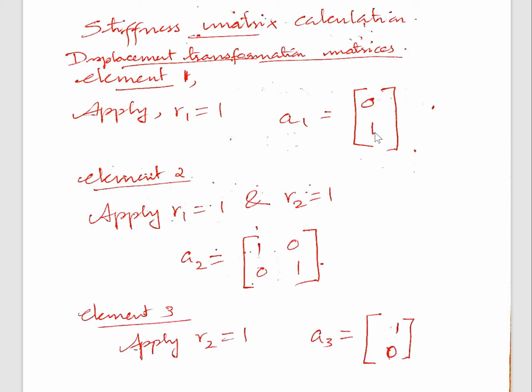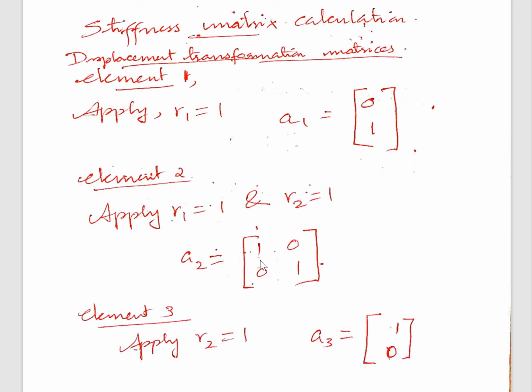Now in the case of element 2, element 2 എന്ന് പറയുന്നത് BC ആണ്. So in the case of element 2, both the rotations are to be considered. രണ്ട് റൊട്ടേഷനും കൺസിഡർ ചെയ്യണം because ബിയിലും സിയിലും ആണ് നമ്മൾ റൊട്ടേഷൻസ് കൊടുക്കുന്നത്. So to obtain the displacement transformation matrix, apply small r1 is equal to 1 and then small r2 is equal to 1 for the second column. First column small r1 is equal to 1 ന് corresponding ആയിട്ടുള്ളതാണ്. Second column small r2 is equal to 1 ന് corresponding ആയിട്ടുള്ളതാണ്.